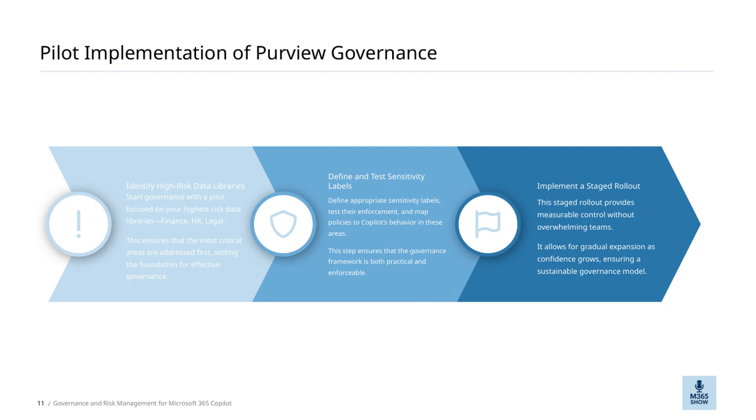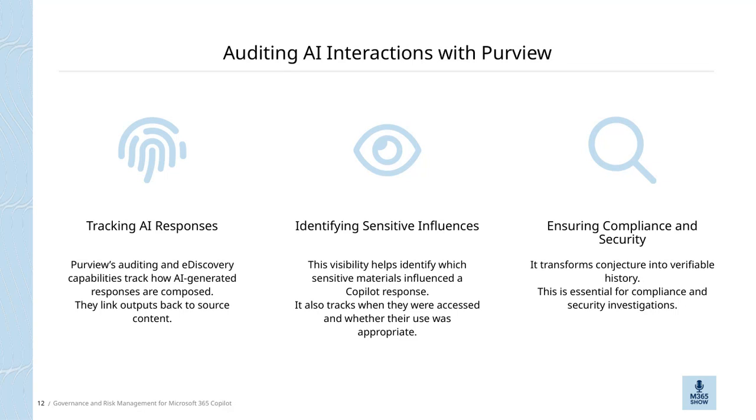Let's talk about governance and risk management for Microsoft 365 Copilot. This slide emphasizes how it transforms conjecture into verifiable history. Essentially, it turns assumptions or suspicions into concrete, traceable records. This is absolutely essential for compliance and security investigations, where having a clear audit trail can make all the difference.